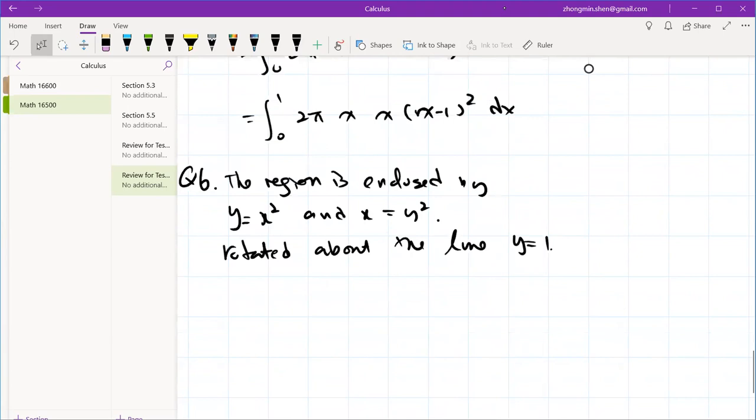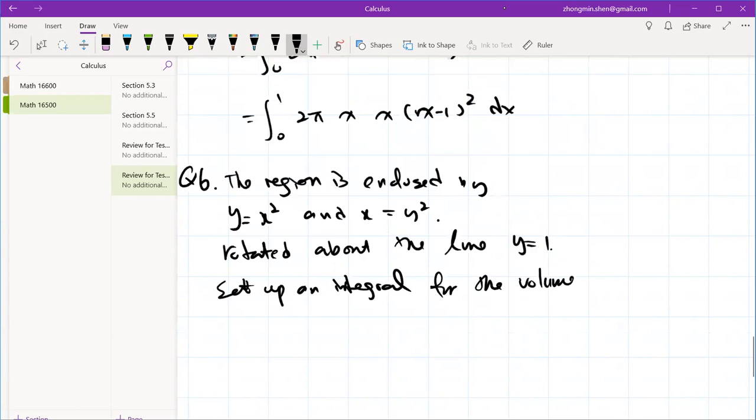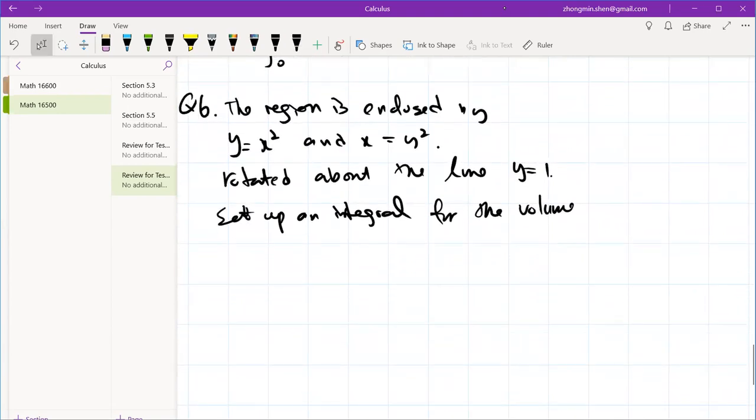Okay. So the region is enclosed by these two curves. Its rotation is about the line. Set up an integral, right, for the volume. So probably we have two different methods to solve this problem. All right, so the first one, let's find the intersection. This is y equals x squared. This is x equals y squared. Okay. So that is the region we're talking about.